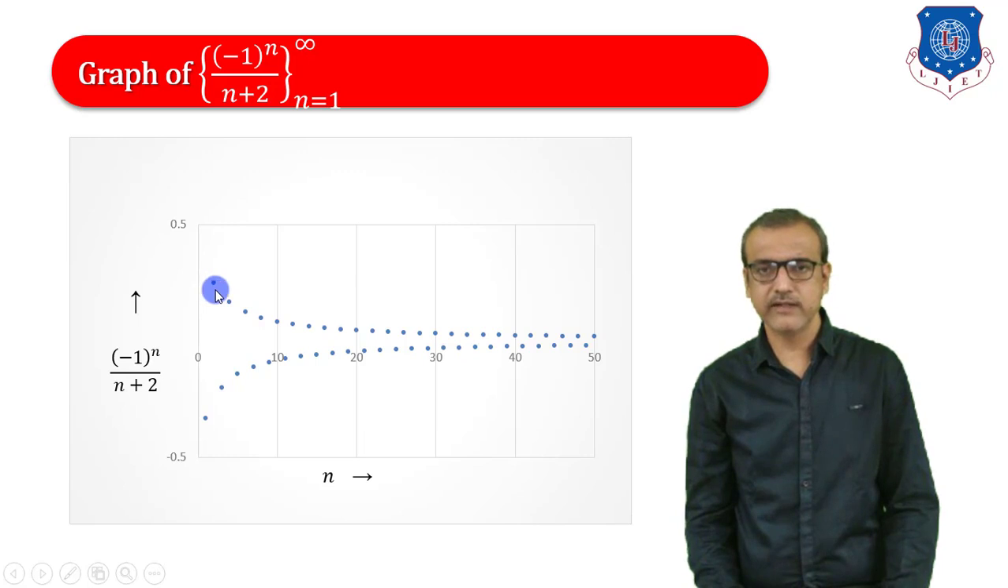Now here you can see that for odd values of n you will get negative values of un, and for n equals to even you will get positive values of un. And if you will plot these points on xy plane, you will get this graph. So this is the graph of given sequence, that is minus 1 to the power n over n plus 2.